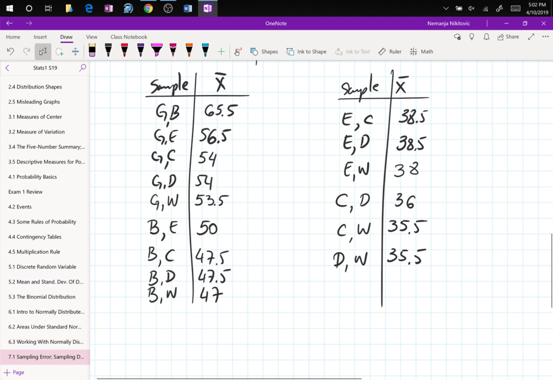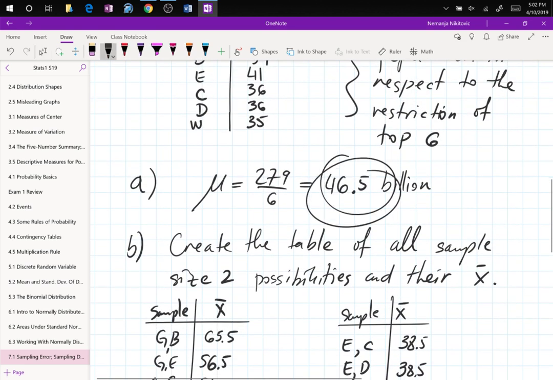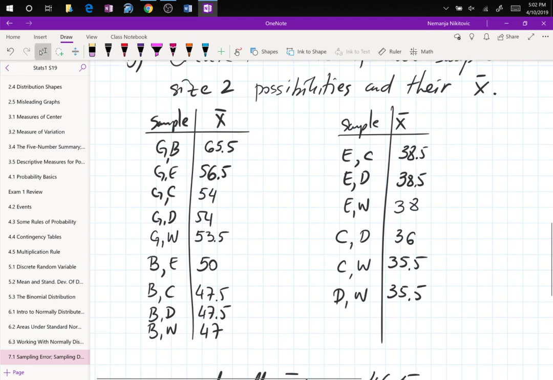Okay, so let me backtrack because no one is asking any questions, and I know you got 46.5. Beautiful. So let me just say, mean of all x bars is going to be 46.5. And how do I know? It's 46.5 right there. So these two numbers have to be the same. Now, let's backpedal and see why, right?